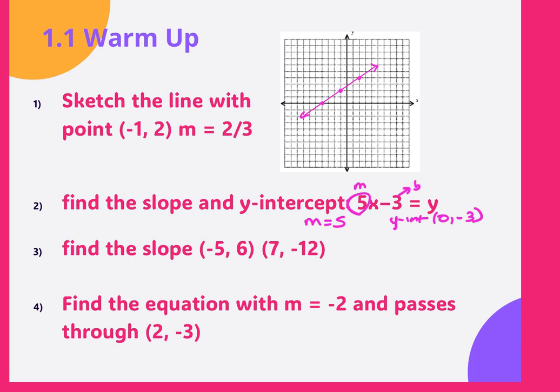For number 2, even though it's just flipped left to right, it's still in slope-intercept form, so you could pull the slope directly from the equation, which is 5, and then the y-intercept, make sure you put it in coordinate point form, that's 0, -3. For 3, you have to find the slope.